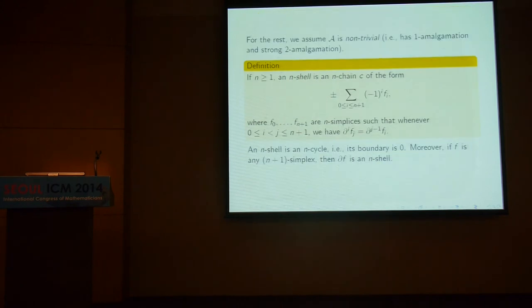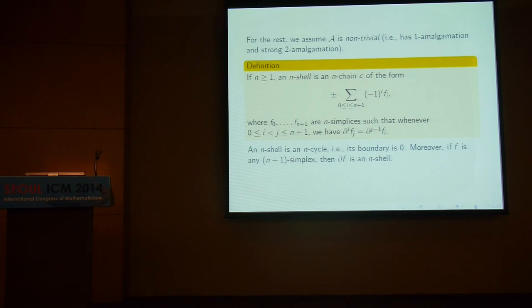Okay, now I have to talk about the particular size, which is very, very important to the notion, and the rest, A is always non-trivial, one amalgamation, strong amalgamation. So that is called a shell. A shell is a very important chain, which is actually a cycle. It's of the form like that, satisfying this compatibility condition. And then the N shell is an N cycle.